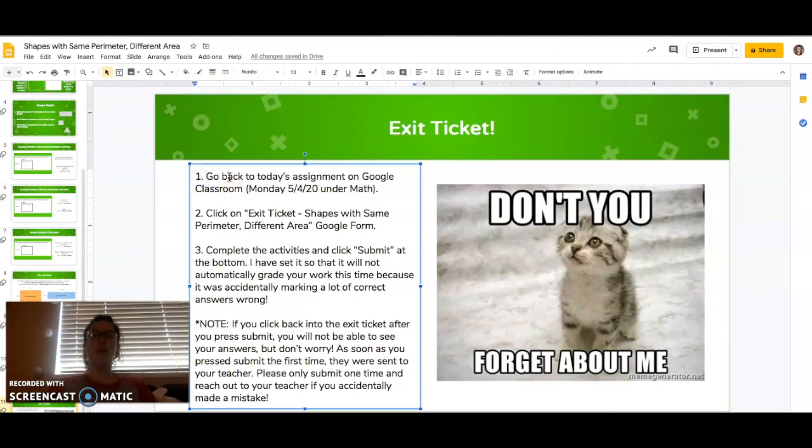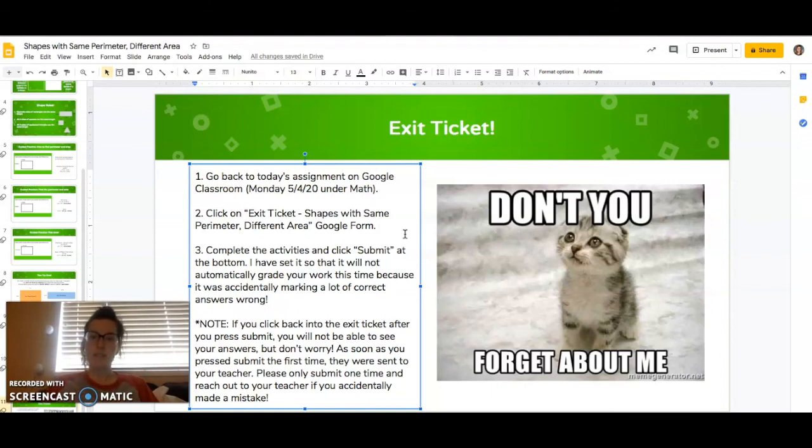So you're going to go back to today's assignment on Google Classroom, same spot as the independent practice, click on Exit Ticket, Shapes with the Same Perimeter and Different Area. It's a Google form. A reminder that after you complete the activities and click Submit, it's not going to show you your grade this time. I set it not to do that because it was accidentally marking a lot of correct answers wrong, and we don't want that to happen.